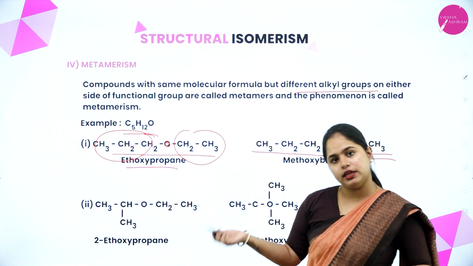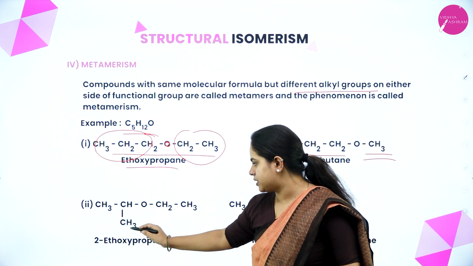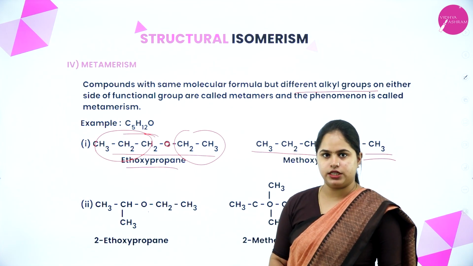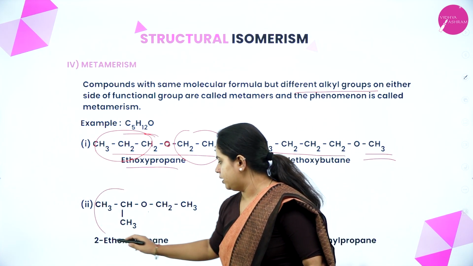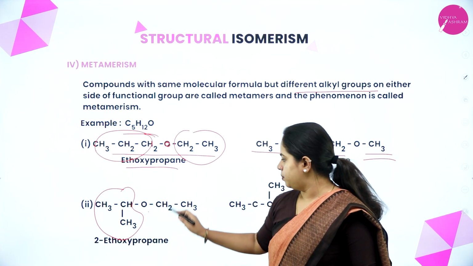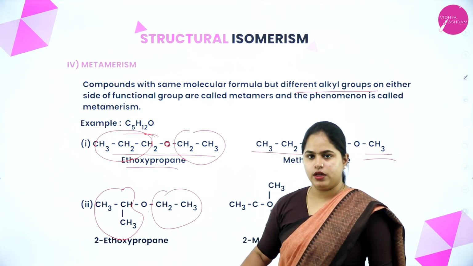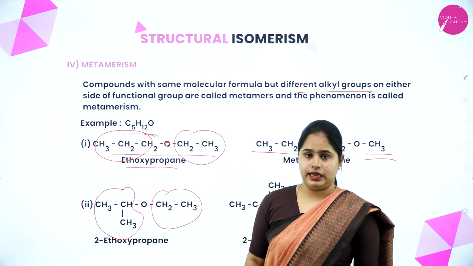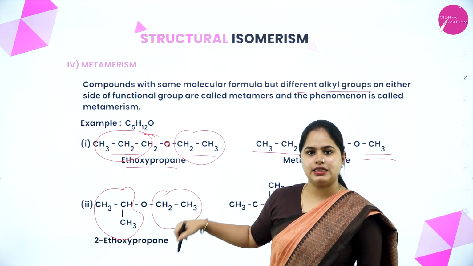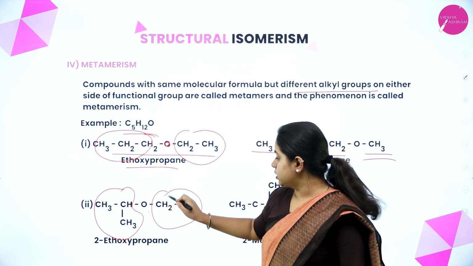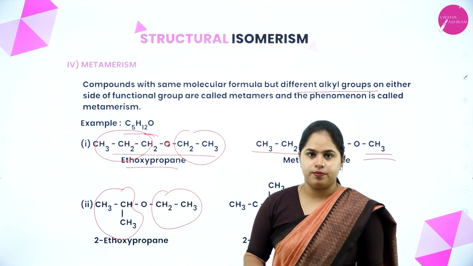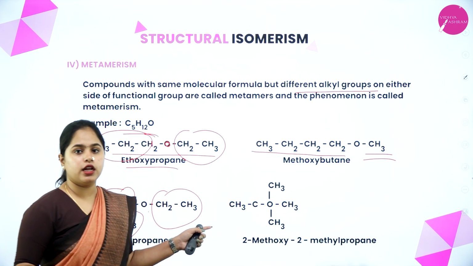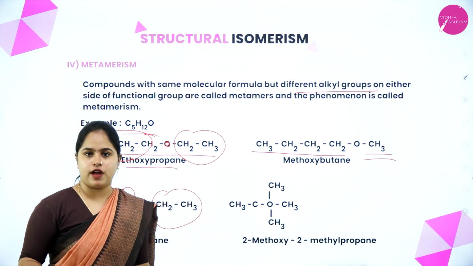Now coming on to the next example, CH3CH3O, and on the other side you have CH2CH3. So here one alkyl group and here another alkyl group. Here it is 3 carbon atoms, so this is propyl and this is ethyl. Which one is smaller one? It is ethyl, right? So how do you write it? 2-ethoxypropane, right? Now the same molecular formula but different arrangement of alkyl groups.